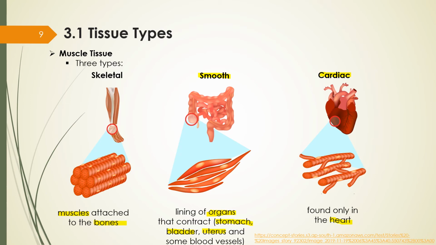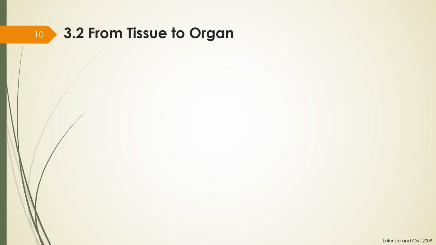So what are the three kinds of muscle tissue? Skeletal, that is the muscles attached to your bones. The smooth, that is the muscles that make up organs that contract, for example, stomach, bladder, uterus. And cardiac is the muscle that happens only in the heart. Okay, so these were the four kinds of tissue.